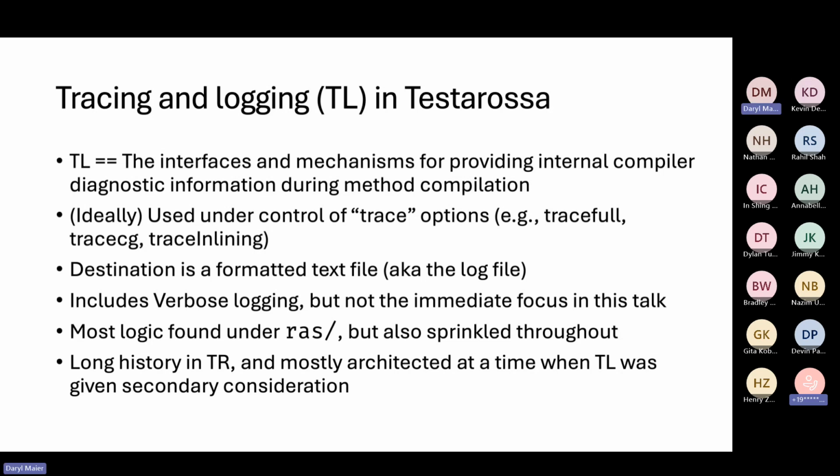The destination of tracing and logging is a formatted text file. We call that the log file. Right now, happily, it's in plain text. If you happen to use older versions of some of the J9 technology, you'll find that it's actually an encrypted log file, which makes things a bit of a pain to decode. You have to find the right key first. There were good reasons for having it encrypted, and thankfully we don't have those reasons anymore.